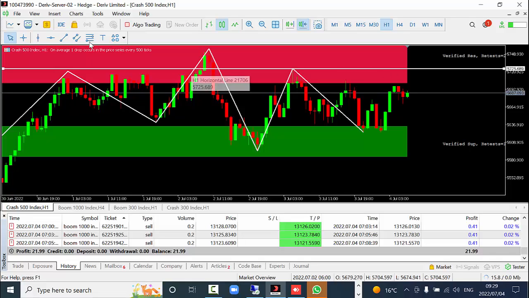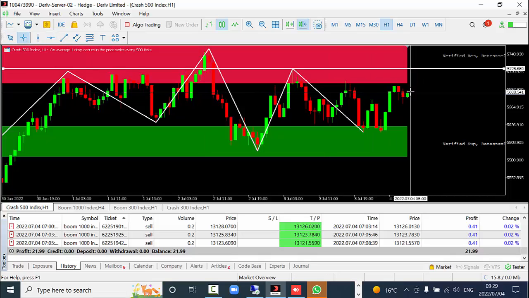the distance in Crash setting is between 20, 25 and 30,000 points. From here to here is about 54,000 points.